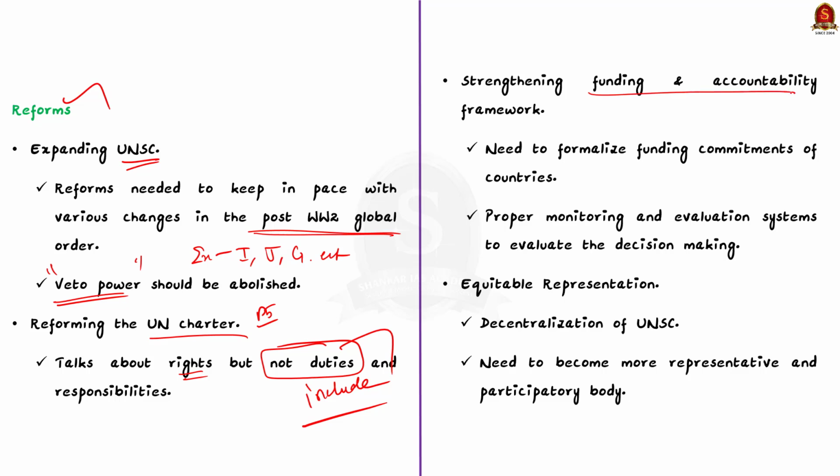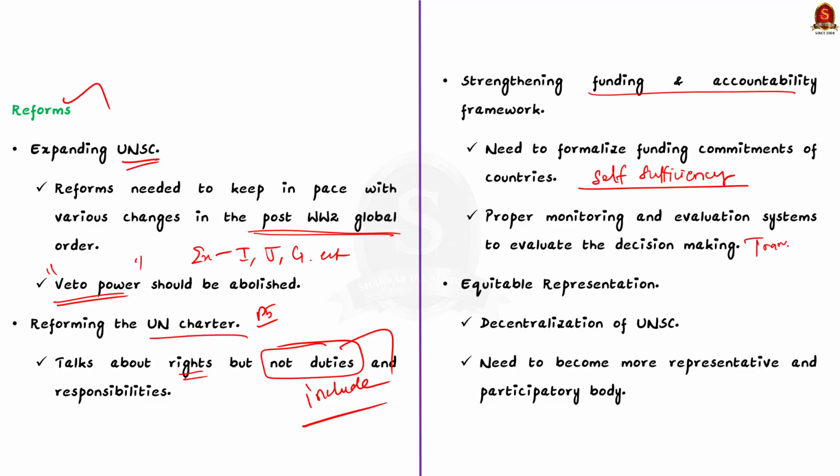The UN should work on formalizing the funding commitments of the countries. This will make the UN self-sufficient. Moreover, there should be a proper monitoring and evaluation system to evaluate the various decisions. All these measures will increase the transparency in the decision-making process of the body.